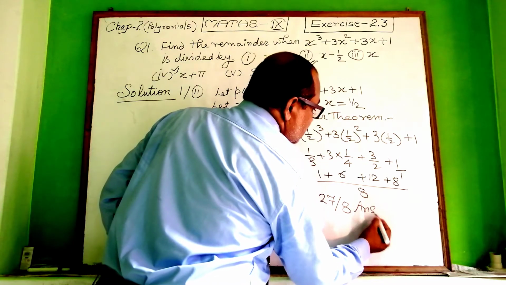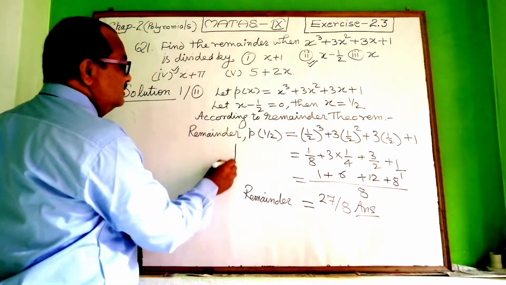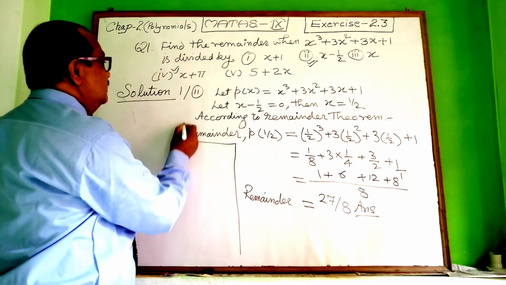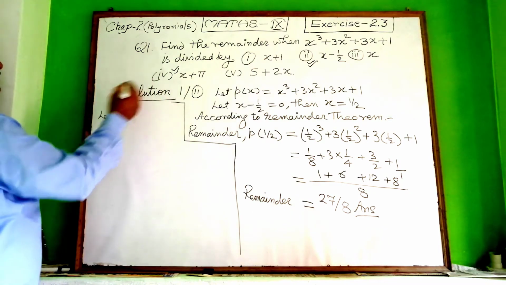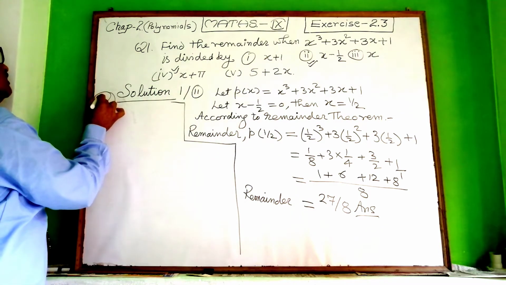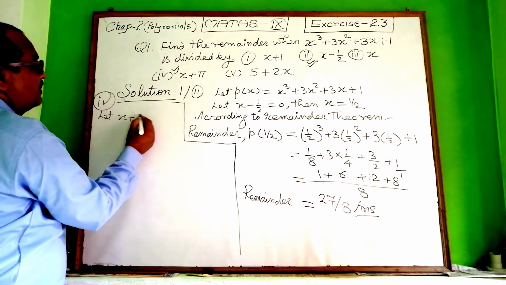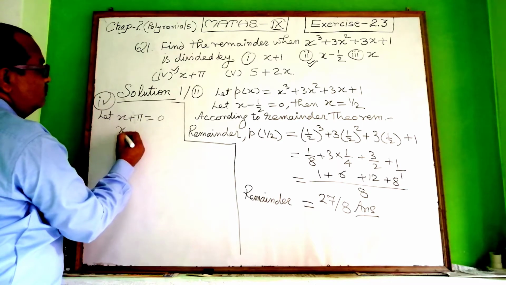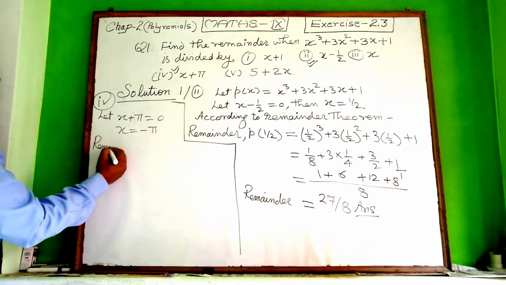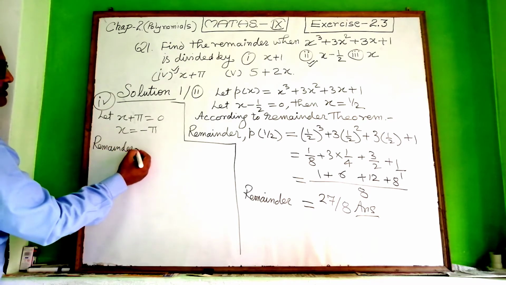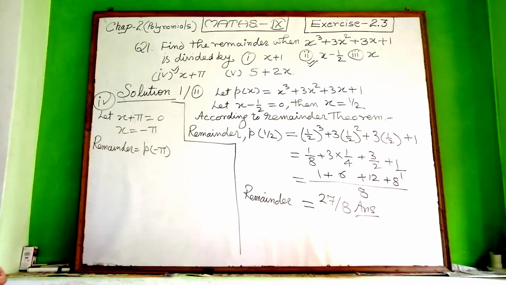Now see onward. Here, for this part 4, you can see, again you will let. This fourth part solution I am doing this side. So let x plus pi is equal to 0. So the value of x will be minus pi. So what will be the remainder? You can see the remainder is p(minus pi). It will be the remainder.